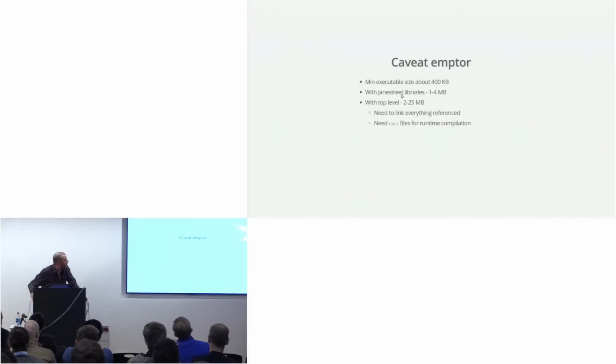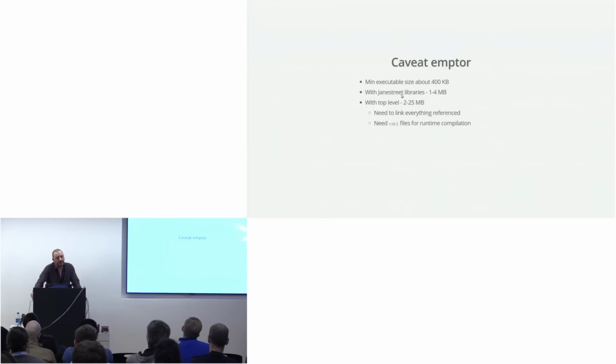Okay, why wouldn't you want to do this? Well, the smallest executable you can get out of this is about 400K, which in this world is enormous. When you start layering on the Jane Street libraries, it's not quite true, 1 meg, it's actually nearer about 700K. When stuff starts linking in, you're using more features, it quickly gets up to the 4 or 5 meg range. And then when you put the top level in with all this stuff, well, add it up, 23 megabytes. Ouch.